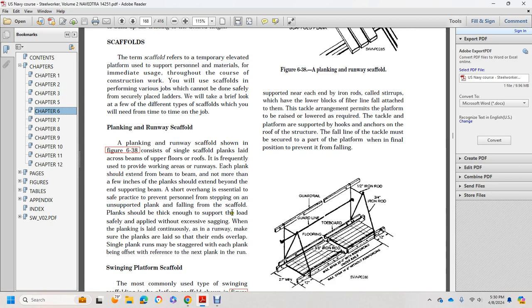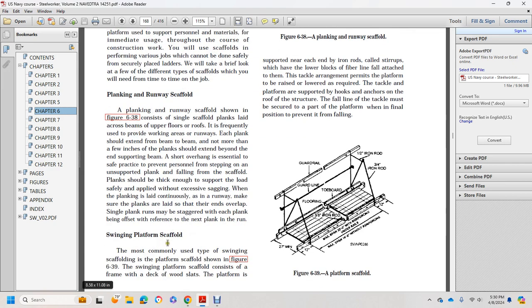Planks should be thick enough to support the load safely without excessive sagging. When the planking is laid continuously on the runway, make sure the planks are laid with their ends overlapping. Single plank runs are staggered, with each plank offset from the next plank to run.